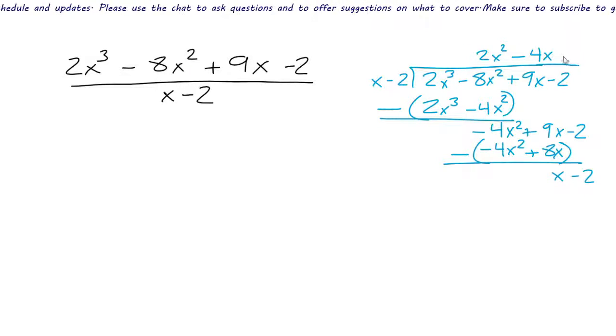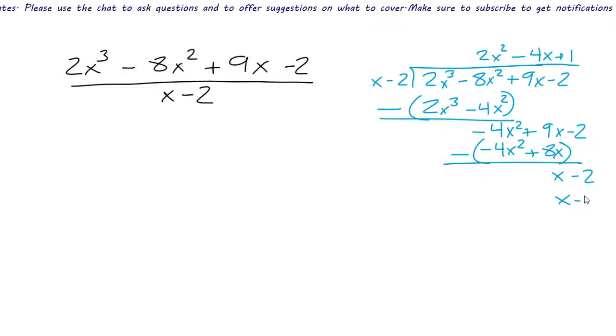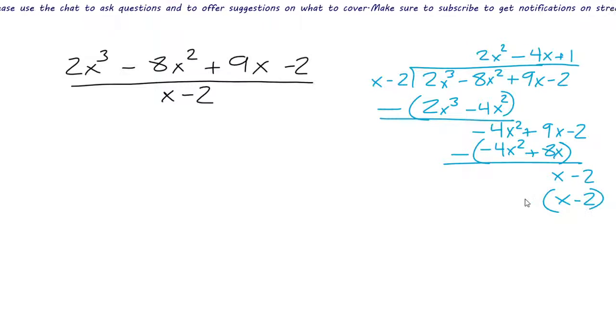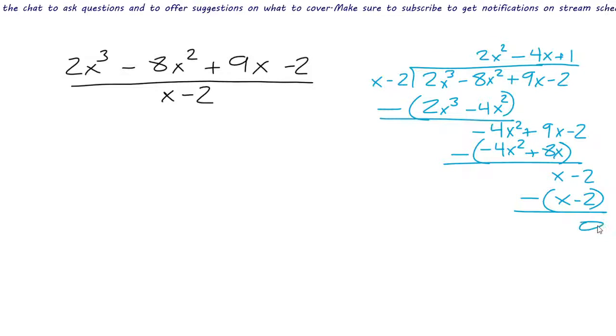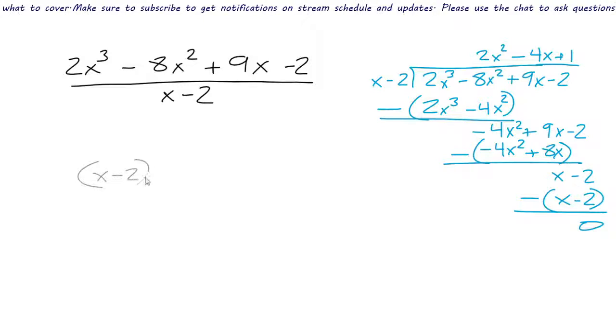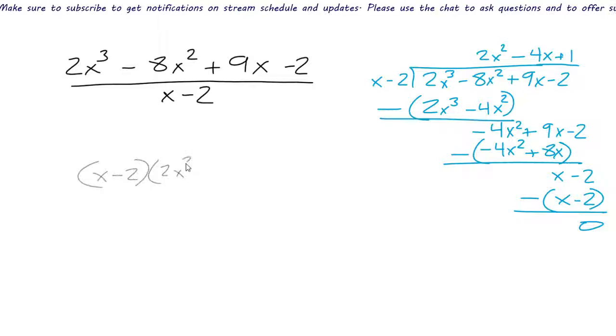And again, this is one where we're going to be left with just the same thing, so we're going to multiply by 1 to get x minus 2. Subtract. And no remainder. So this would be a good check to do real quick. You're going to take your divisor, multiply it by your answer, and see if it matches up.